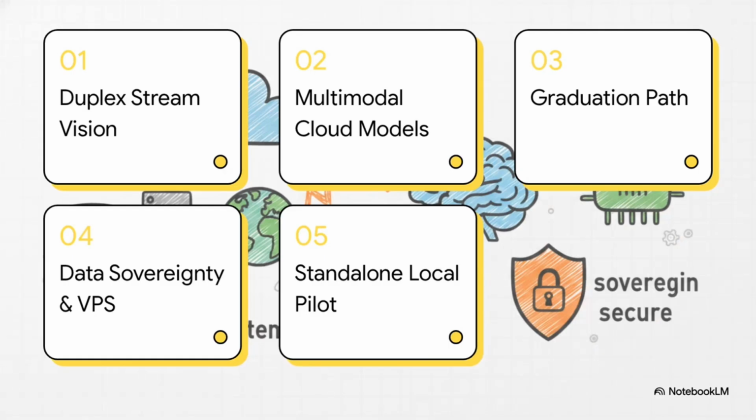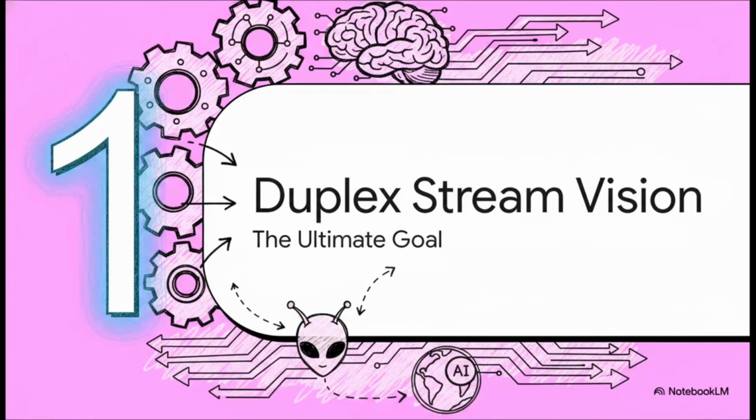So here's our game plan for today. We'll start off with the duplex stream vision, take a look at the top multimodal cloud models, and then walk through the three-phase graduation path. After that, we'll talk about securing our data with a VPS, before finally building a standalone local pilot. Let's dive in. Section 1, the duplex stream vision.